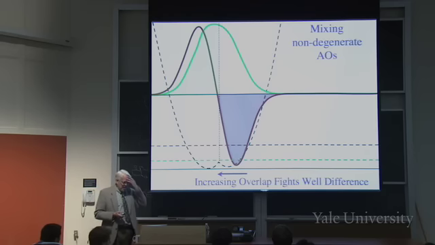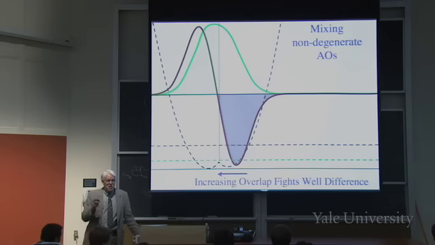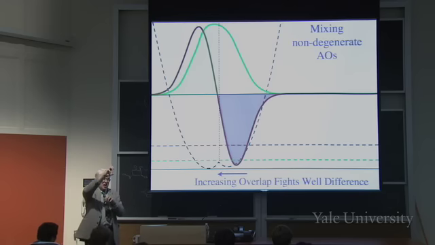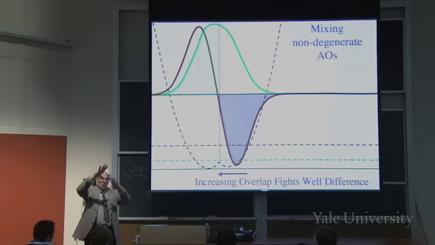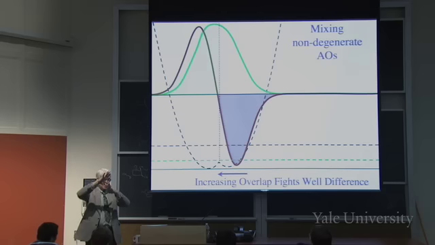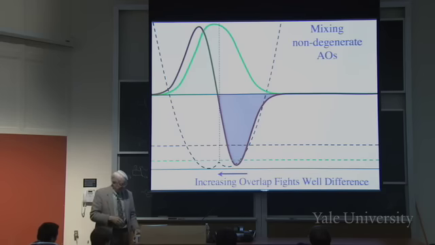So what's happening is this increasing overlap as you bring them together is fighting the effect of the difference in the two wells. So when we had the core electrons in fluoroethanol, if we had tiny orbitals that didn't overlap, then they stayed pure. But once we went to the valence level orbitals that were much bigger so that they overlapped, then they started mixing like this.